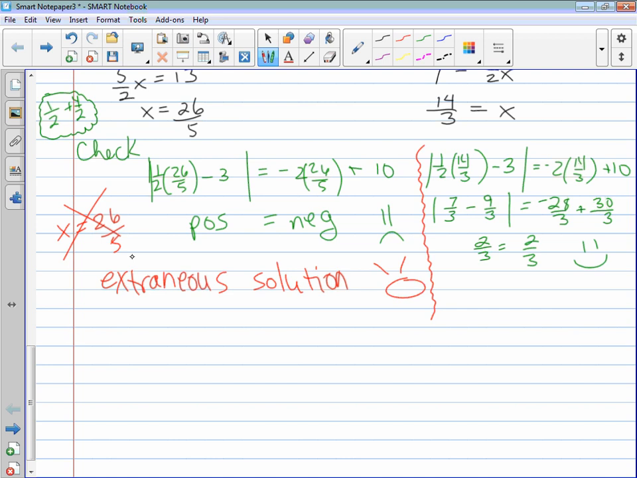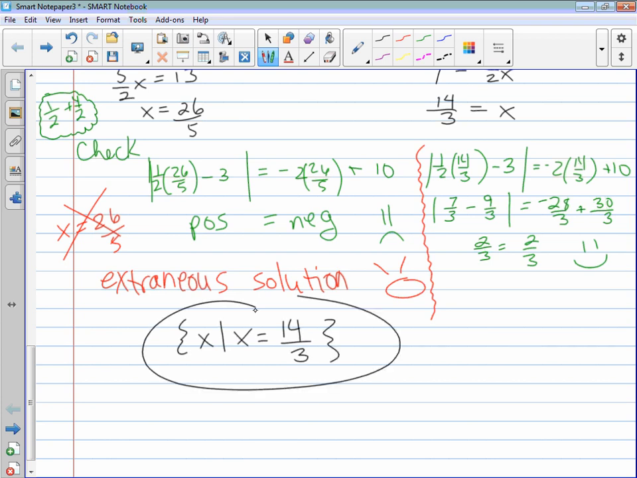So the final answer is x such that x equals 14 over 3. Not 2/3. 2/3 is just what we did when we checked it. But 14/3 was actually the value of x.